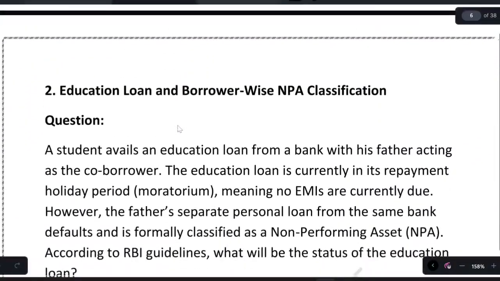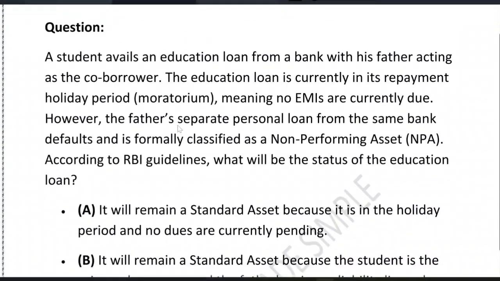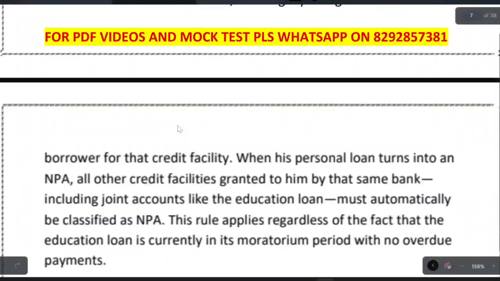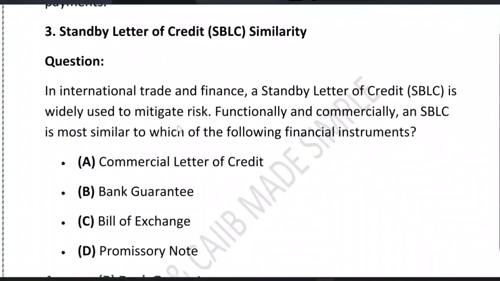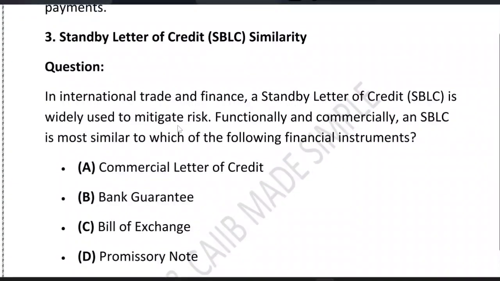Now, friends, let's switch our focus to the next question we have. Let's talk about the SBLC first, the standby letter of credit. This is a very peculiar question they're asking every year. The question is: in international trade and finance, the SBLC is widely used to mitigate this risk. Functionally and commercially, an SBLC is most similar to which of the following financial instruments? Commercial letter of credit, bank guarantee, bill of exchange, promissory note. Very good question it is.